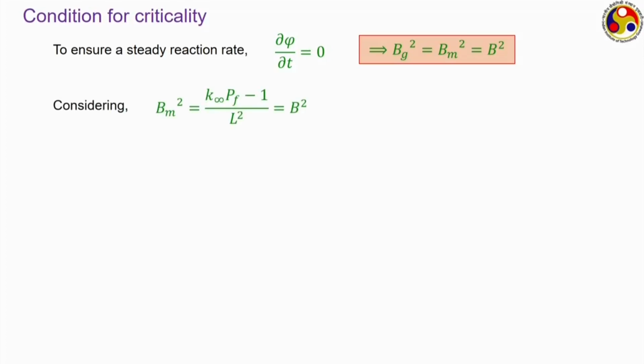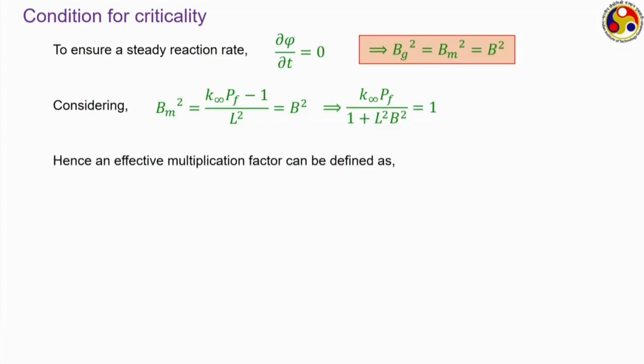Considering Bm square equal to B square, we get k infinity P f by 1 plus L square B square is equal to 1. Accordingly, we can define an effective thermal multiplication factor by separating out this k infinity and P f from this expression, and whatever remains we can call P th or just P t, because earlier we have used the term P t. So, neglect this h here and let us continue with P t only.